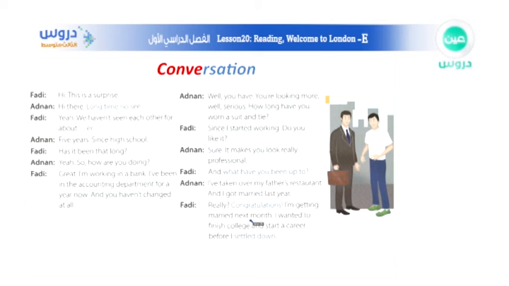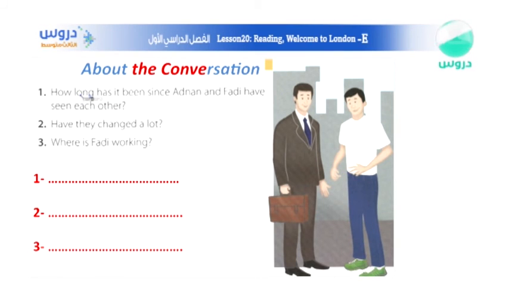But guys, Fadi wasn't polite at all. Do you know why? Because he did not invite Adnan. He said, I'm getting married next month. He didn't invite him, okay? I'm just kidding you. Let's move on.